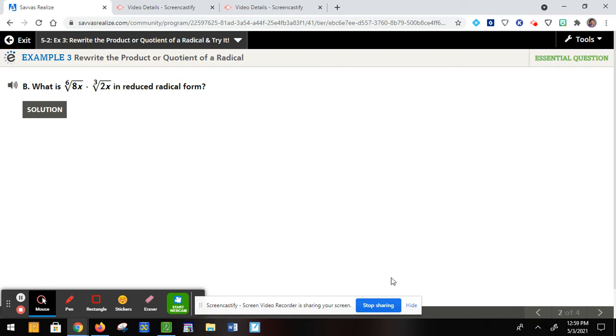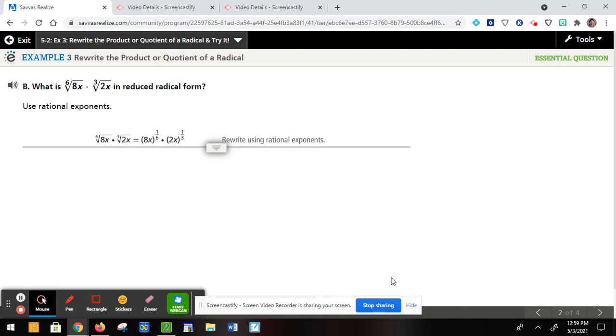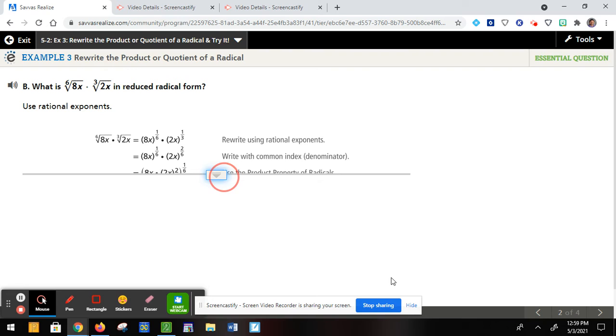Here's a situation where the index is not the same. So you cannot simply just multiply them together. The radicands aren't the same as well, but that's not what's preventing you from multiplying these together. So what we're going to do is rewrite it using rational exponents. The sixth root is an exponent of 1/6. Cube root is the exponent of 1/3. Notice how there's parentheses there because the exponents need to be on the numbers as well.